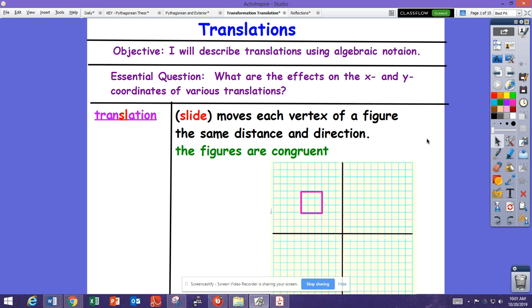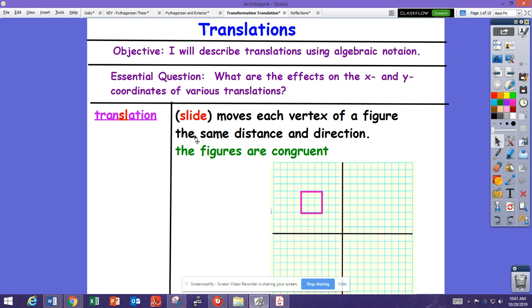All right, so today we are going to talk about translations. Our objective is to be able to describe a translation using algebraic notation. Our central question is: what are the effects on the x and y coordinates of various translations? So when you're moving a shape around the coordinate plane, what happens to the x and y coordinates? And we'll write notations for that.